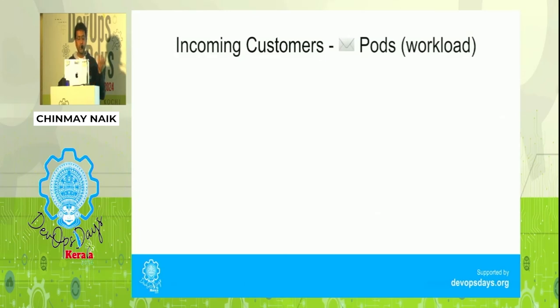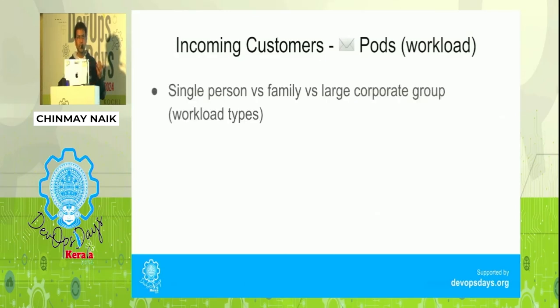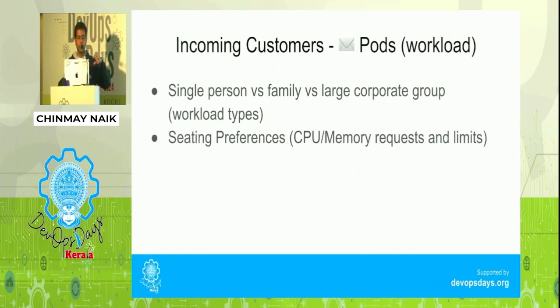So incoming customers are like your pods. People are coming in, you schedule them on typical workloads. So you have a single family or a large family group. Based on that, you're going to give them different types of treatment, right? In Kubernetes world, this is like workload type.